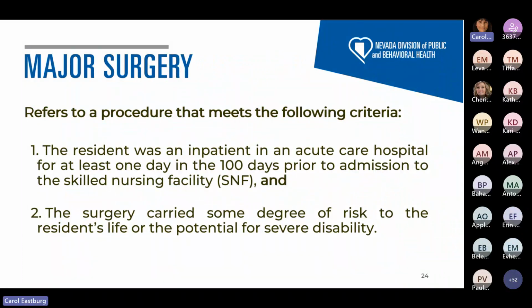According to the manual, major surgery refers to a procedure that meets the following criteria. The resident must have been admitted to an acute care hospital for at least 1 day in the 100 days prior to admission to the post-acute, which is the SNF facility, and the surgery carried some degree of risk to the resident's life or the potential for severe disability. This major surgery criteria is the same for both J2000 and J2100. So you need to identify any recent surgeries.